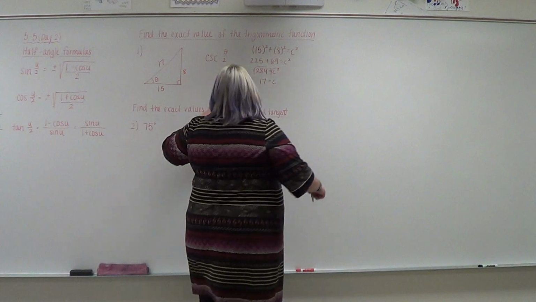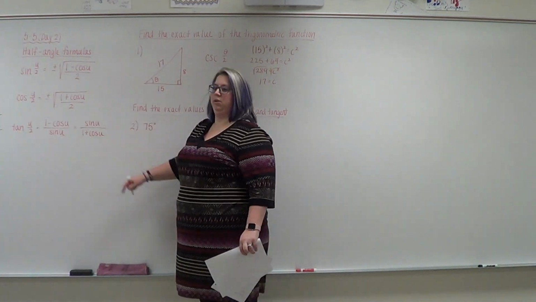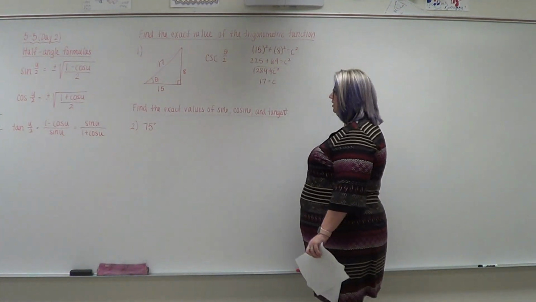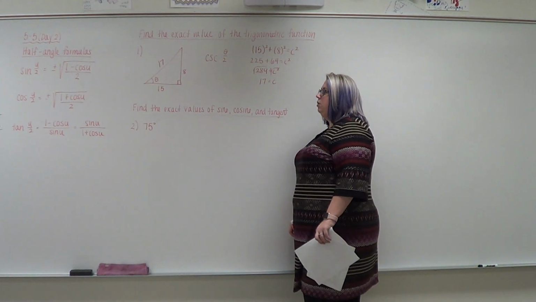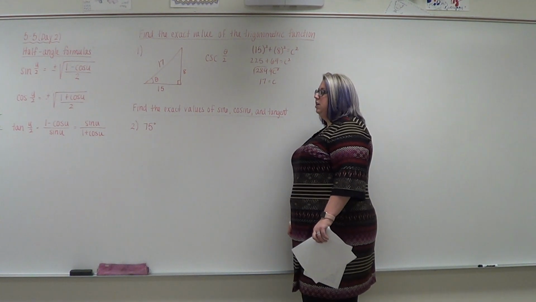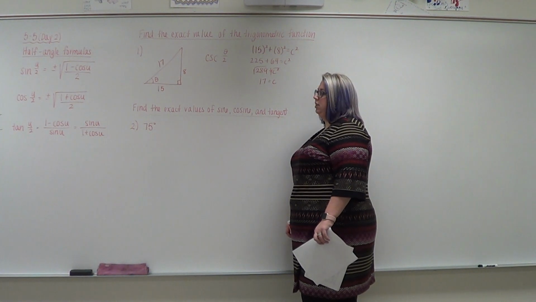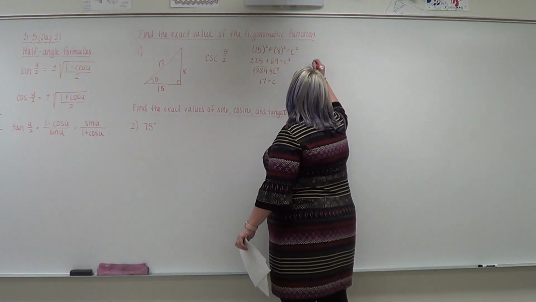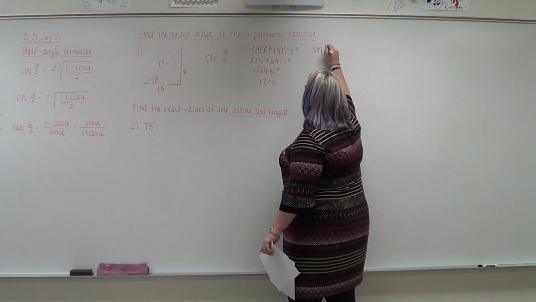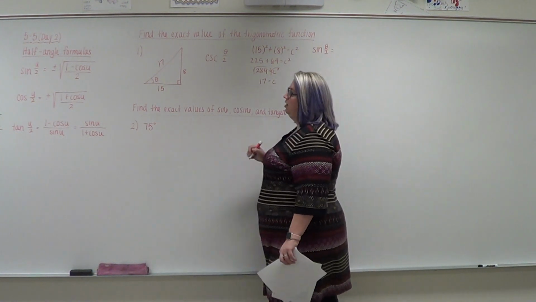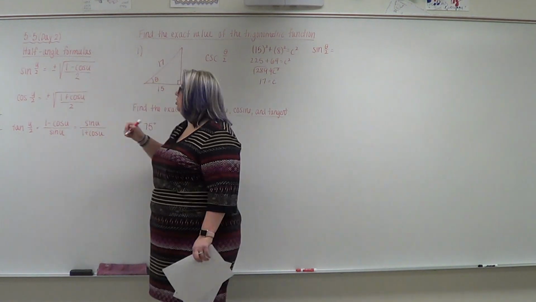Okay, is cosecant listed as one of these formulas? No. Okay, so since it's not, you go with the reciprocal. So, what is the reciprocal of cosecant? Sine, cosine, or tangent? Sine. Okay, so we're going to solve this like it's sine, and then we're going to flip the answer in the end. Now, triangles can't be negative, so you're going to do the positive.